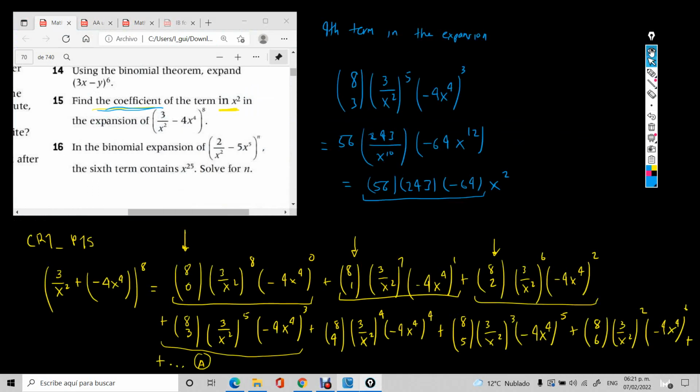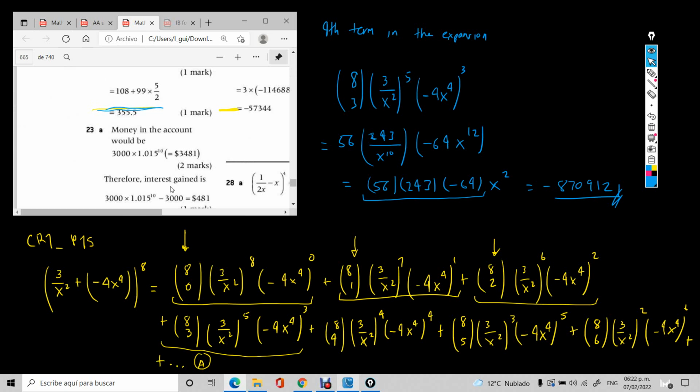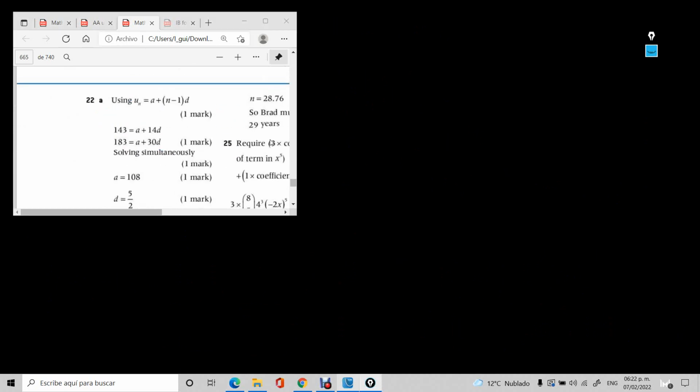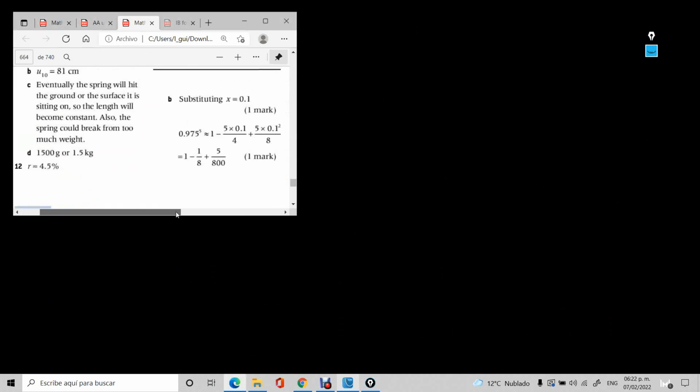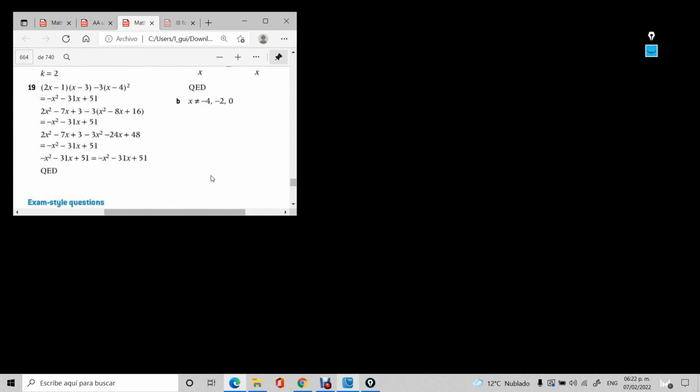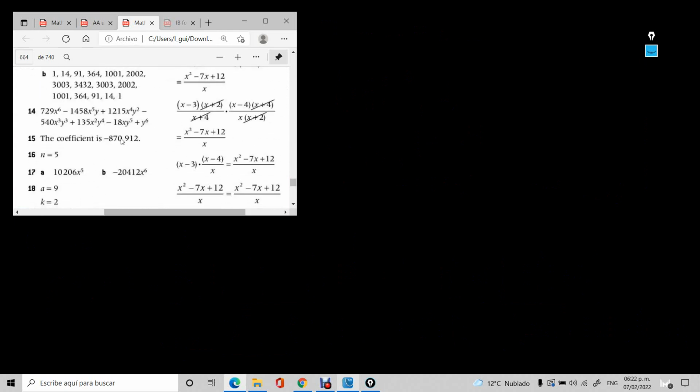So let's write it down, and we're done. That's the coefficient, minus 870912. Is this the answer that the book provides? I think so. We're on problem 15. There you go. It's this one.